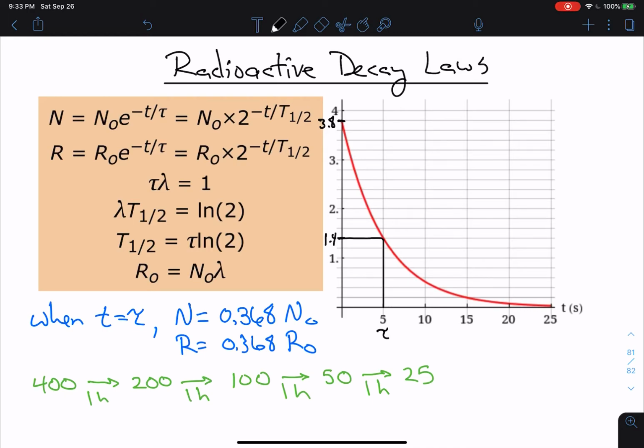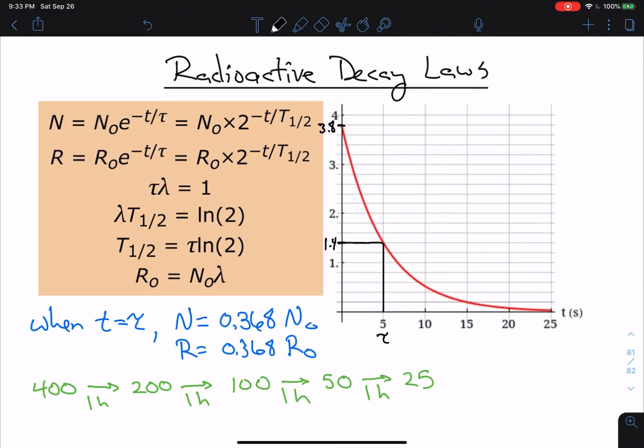Now, if I want to get the half-life, I started with 3.8. How long to get to 1.9? 1.9 is going to be about right here. And so I come down, and this is how I would get it. Now, I can't get an accurate value here. I would guess that's about 3.5. That's just an estimation on my part, but that's how we get the half-life. This right there would be the half-life.